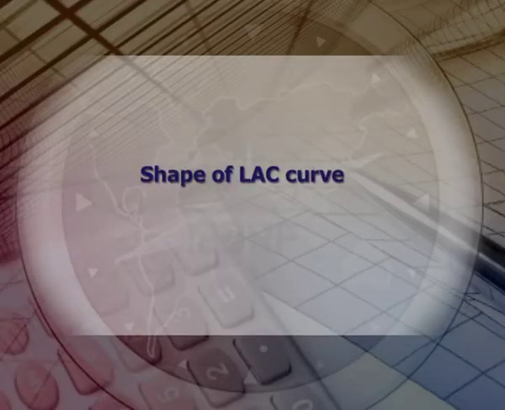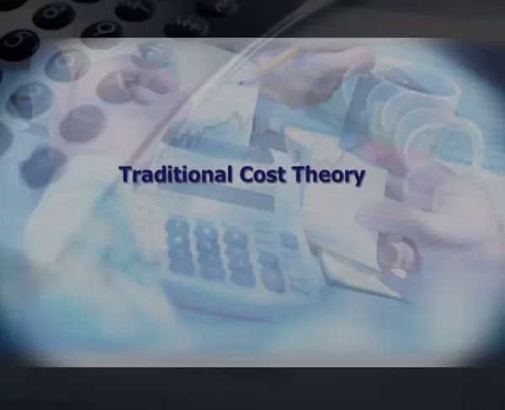Shape of the LAC curve. Let us discuss the shape of long run average cost curves with respect to both traditional and modern theories of cost. Now, let us see the traditional cost theory. The shape of the LAC curve is a U-shaped curve. This is so because of returns to scale. As the firm expands its production, returns to scale increase. After a range of constant returns to scale, the returns to scale finally decrease. On the same line, the LAC curve first declines, then finally rises.